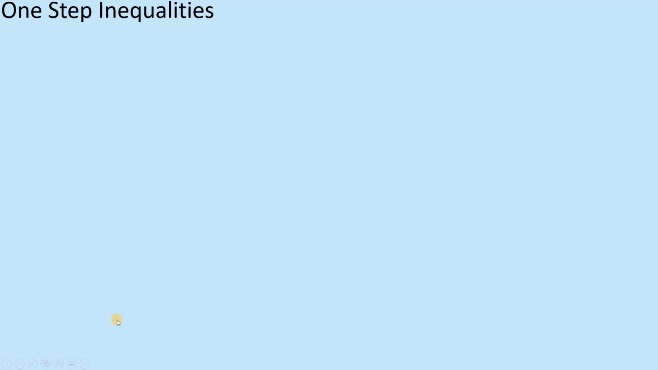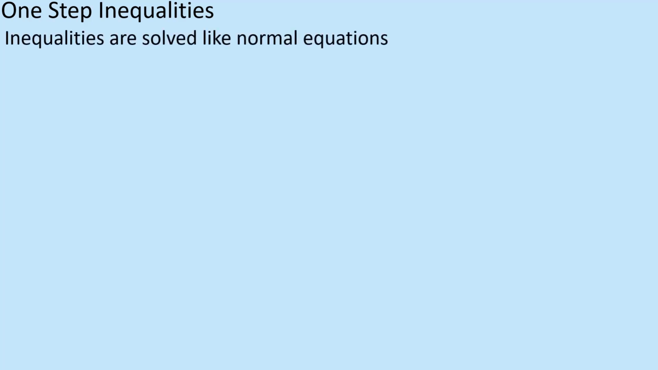Hi there everybody. Right, okay, so today we're going to look at solving one-step inequalities. It's a very, very similar process to solving one-step equations. I suppose the only difference here is that you've got an inequality and potentially it might be double-sided, but we're going to come together as we go through the process. So let's have a look in terms of what we need to do.